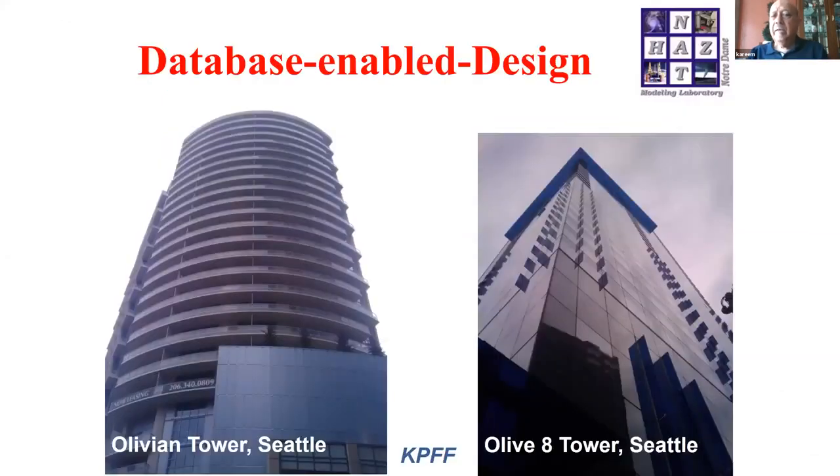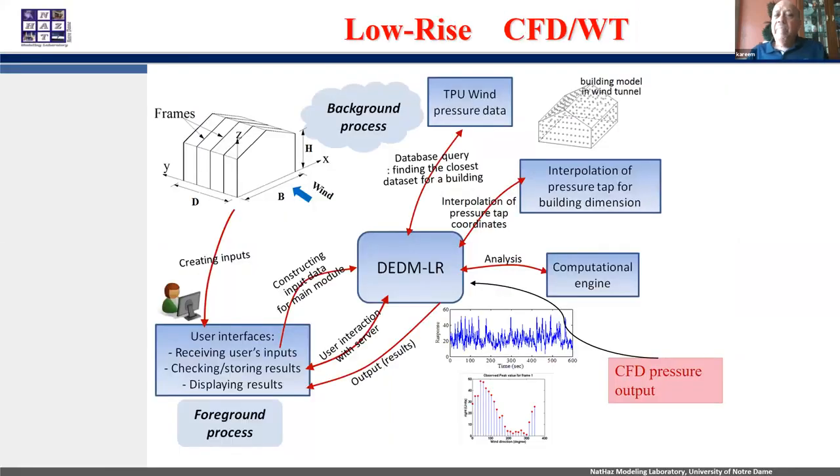Just to give you an idea that I'm not just making this up, these two buildings were personally designed by me for the wind, and we did not go to the wind tunnel. These databases were used, and these are not typically symmetric buildings. They're both in Seattle. In the same way, we have a large wealth of low-rise buildings, and in that case, again, the TPU offers a very large database, and the same philosophy goes here.